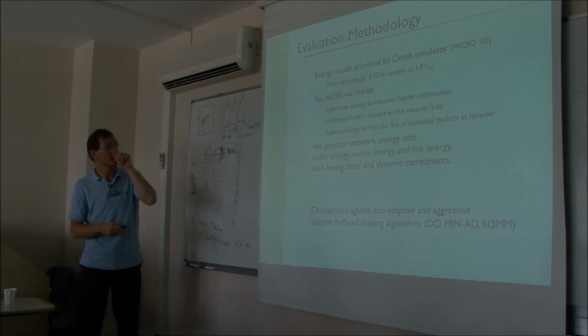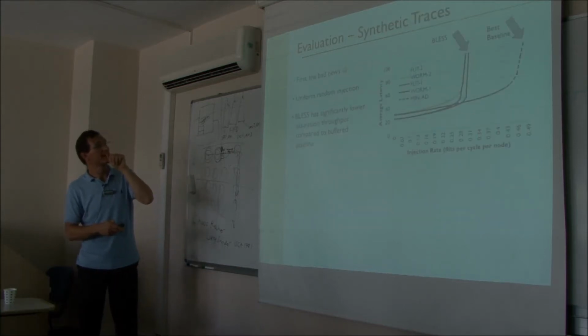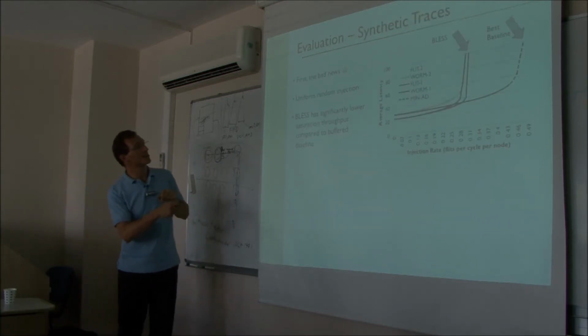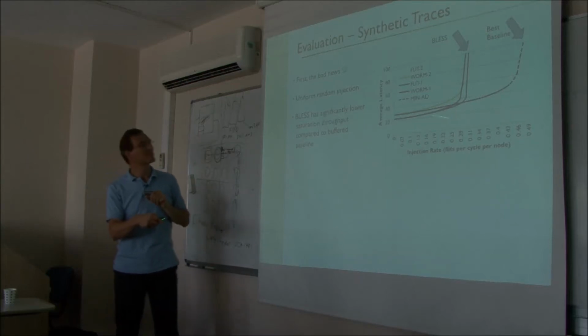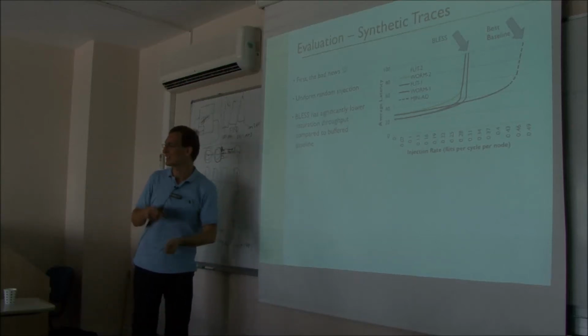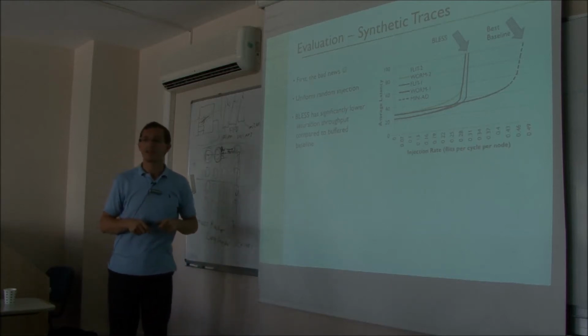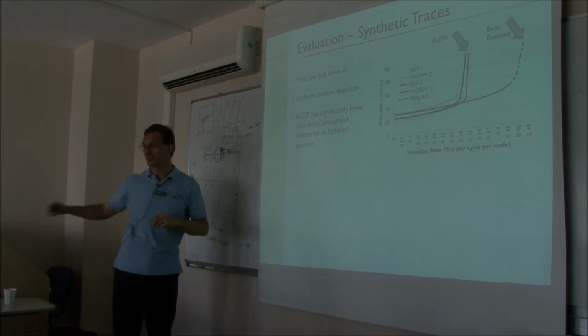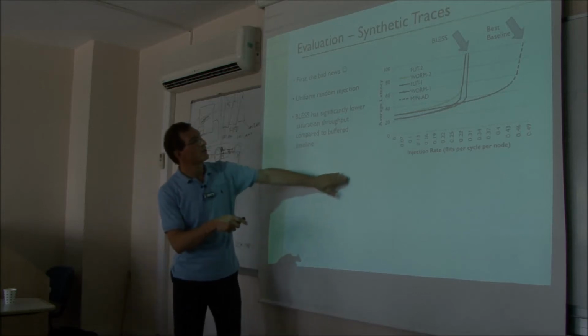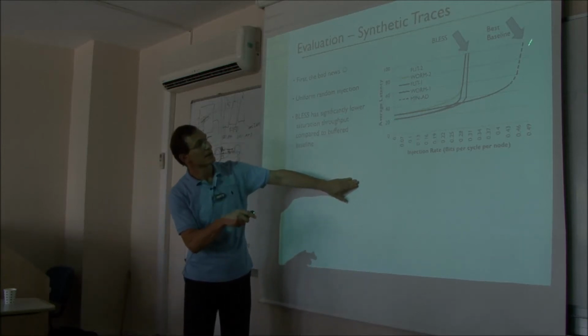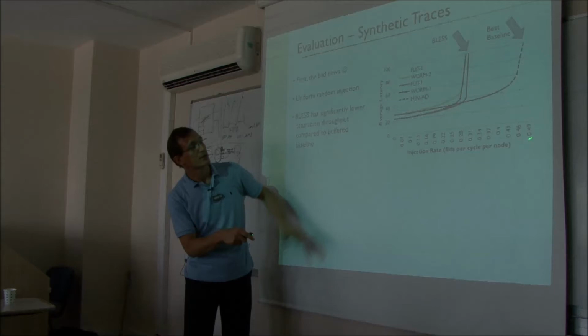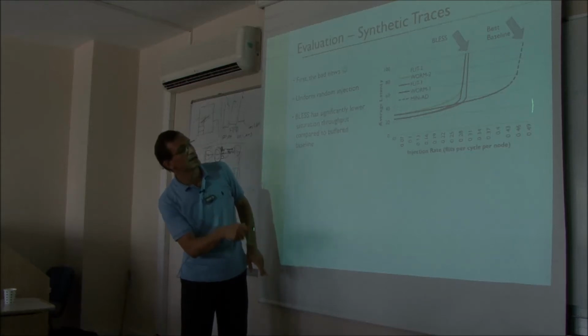Okay, so let's take a look at synthetic traces first. So this is kind of bad news if you look at this. This is uniform random injection. Basically, every node injects at this injection rate uniformly and to a random destination within the network. And if you look at this, this is minimal adaptive routing. So it can support approximately 0.5 flits per cycle per node, which is pretty high.